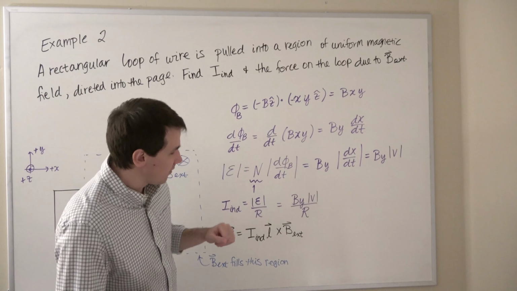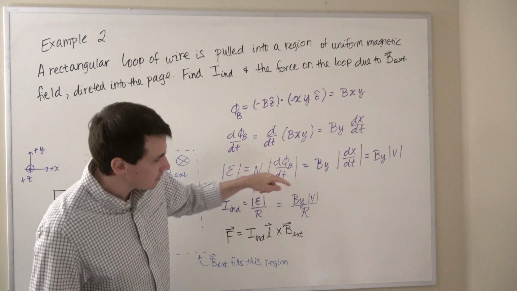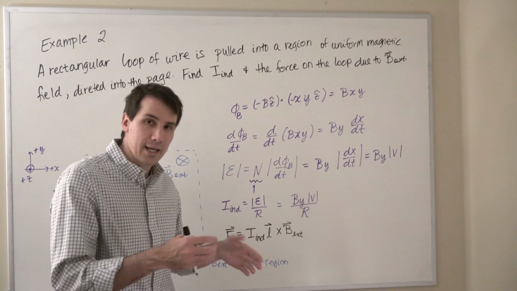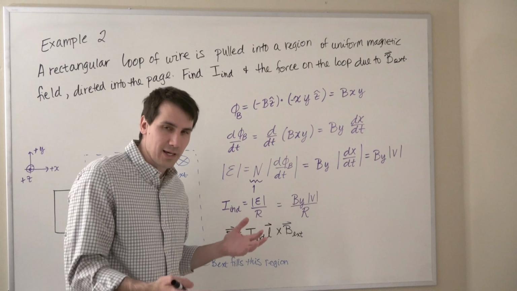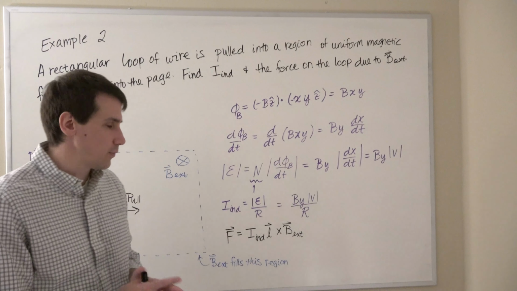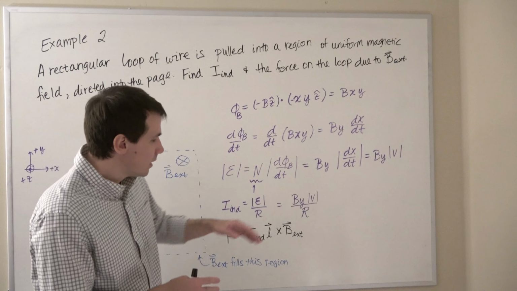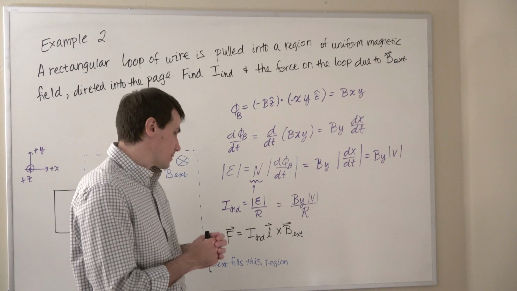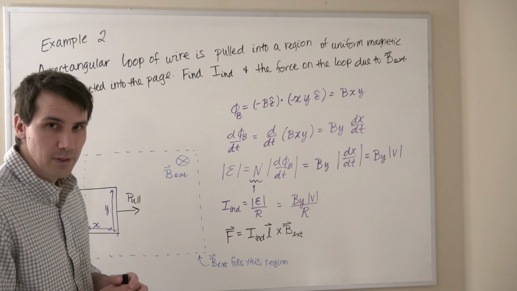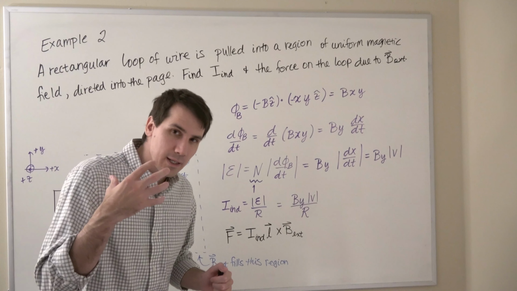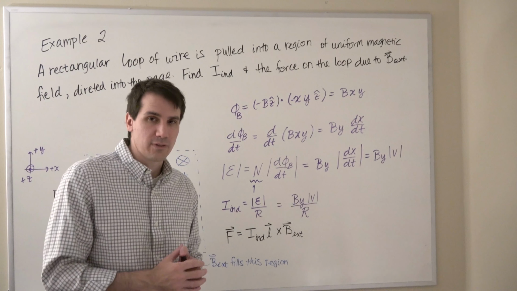All of these are going to be constant. We took the magnitude of the velocity. B is the magnitude of the magnetic field. Y is the height. These are lengths, so the height is a type of length. Lengths are always positive absolute values. And of course, the resistance is always positive. So everything over here will be a positive value. Now, we know the induced current, the magnitude of the induced current.